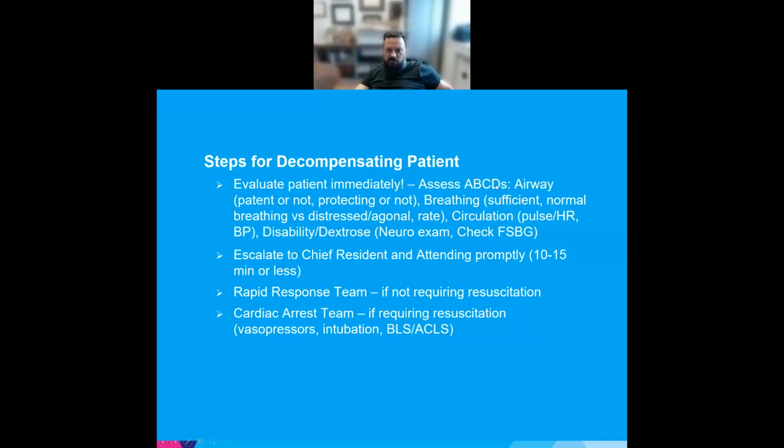Then in terms of evaluating, the C is for circulation or cardiac. You want to check their pulse and their heart rate and their blood pressure and make sure those are sufficient. And then D is kind of disability or dextrose. You want to check their finger stick, make sure that they're not hypoglycemic. Check their neuro exam and get as good of a neuro exam as you can at that point.